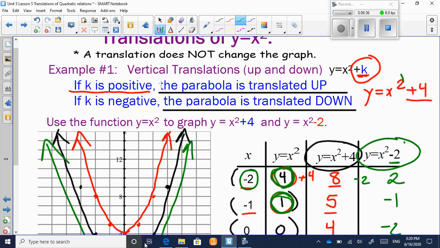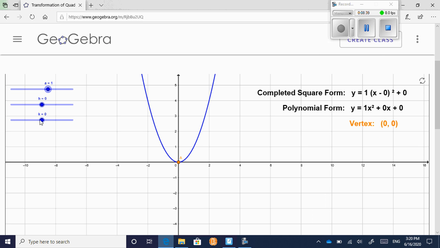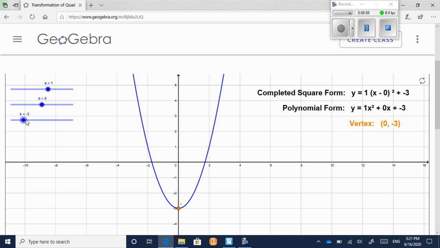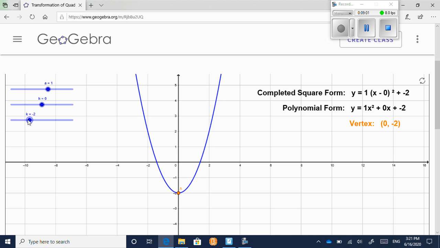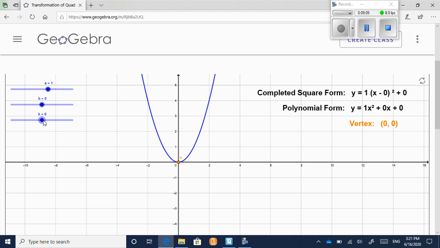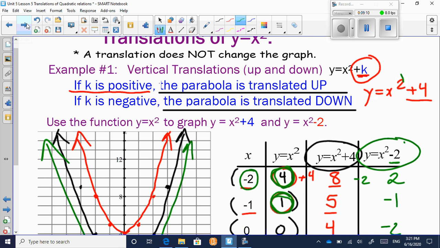Let's go look at our little template here. So look at this. If I take a k, look what happens. If I do k plus 1, it shifts it up. If I do 2, shifts it up 2. 3 shifts it up 3. And if I go the other direction, look at this. There's negative 1, negative 2, negative 3. It's just shifting the parabola up and down. The parabola doesn't change shape, but it just moves around, moves up and down. Okay, let's see the next one.